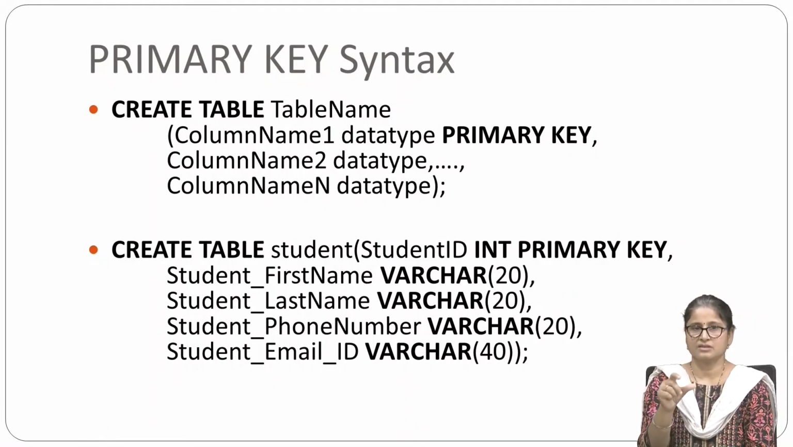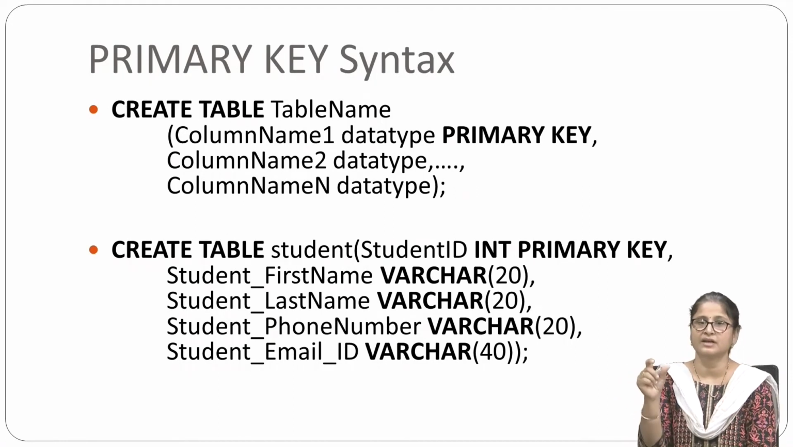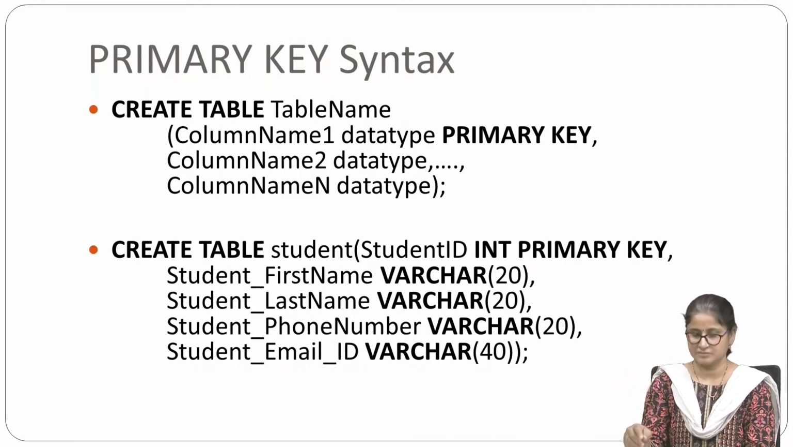Below it we have a student table. In the student table we have used student ID as a primary key. That means student ID should contain a unique value and it cannot hold a null value. So all the IDs should be unique and not null, while the rest of the fields can contain null values or duplicate values.